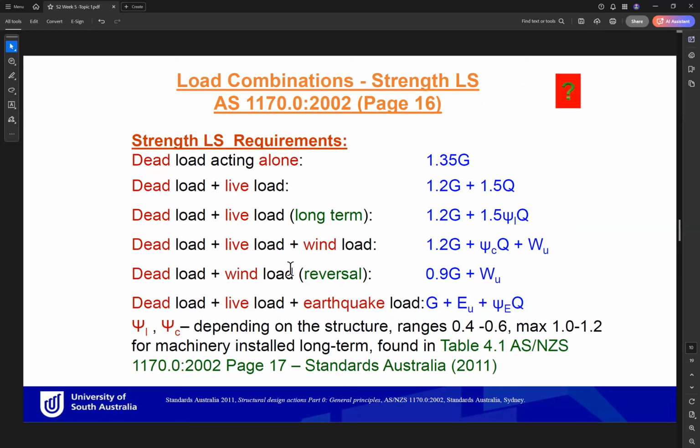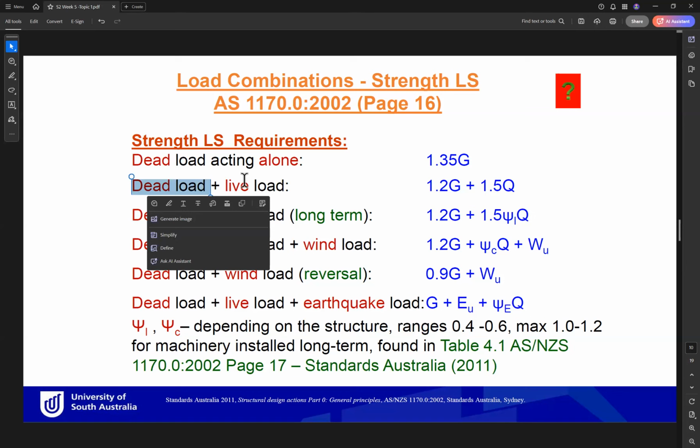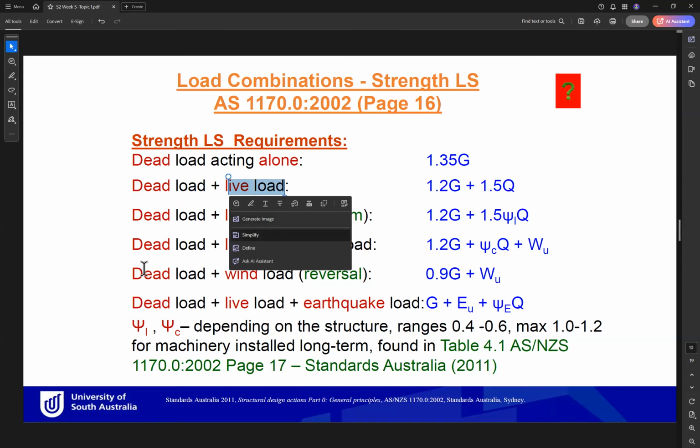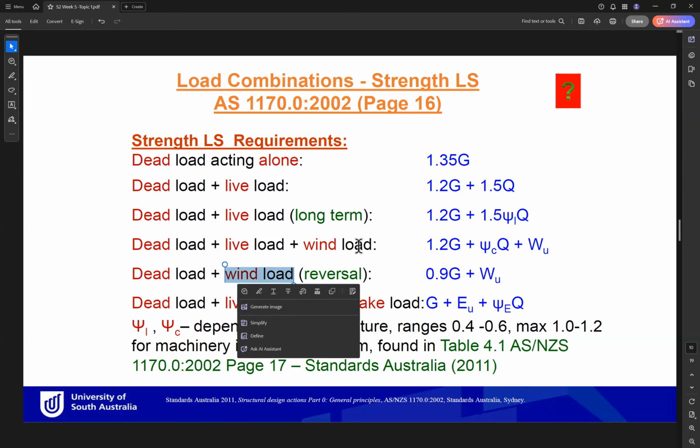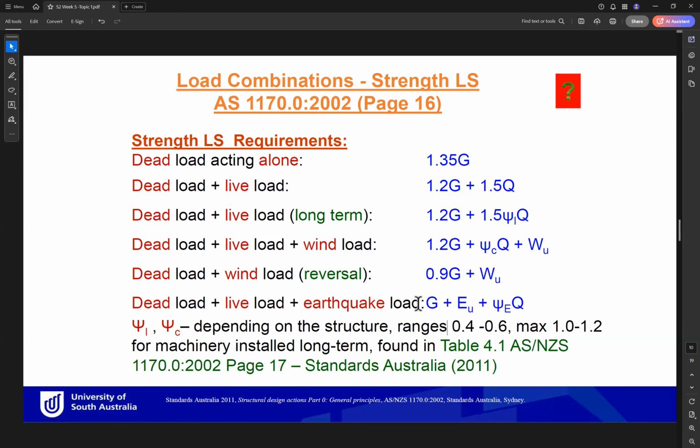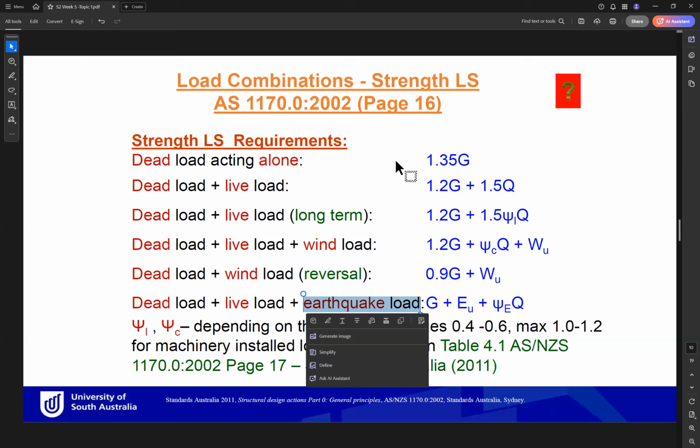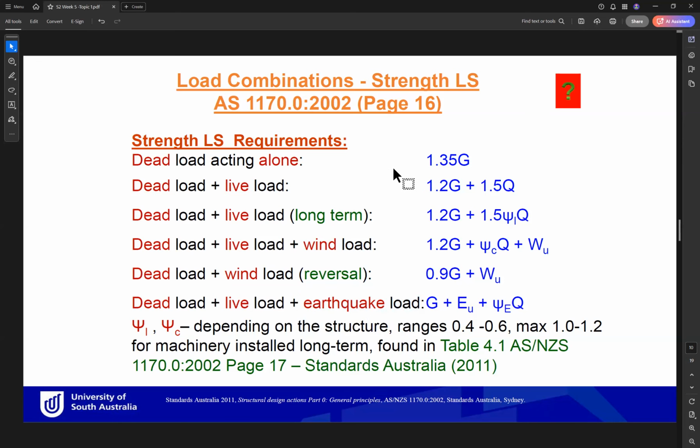The next part is the load combination. The load combination can be found in the Australian Standard 1170.0 version 2002. As we learned earlier, we have different types of loads: dead load, live load, wind load, and earthquake load. As you may know, not all the loads will exist on the structure at the same time.